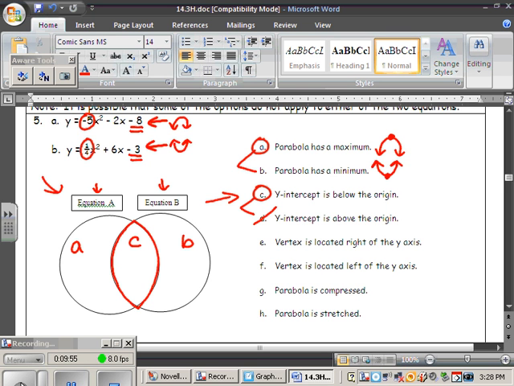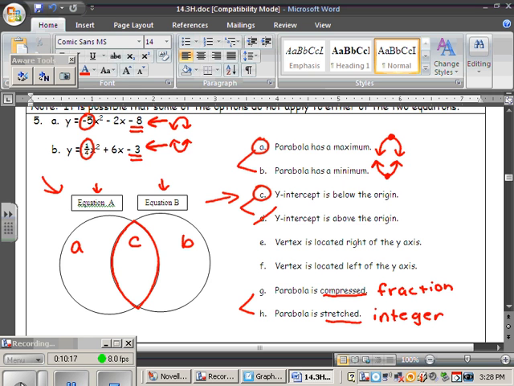Now let's skip E and F for a moment and jump down to G and H. Parabola is compressed. Parabola is stretched. To be compressed, we want to look for that fraction for a. To be stretched, we want to look for an integer, which means a positive and negative number, but not a fraction.